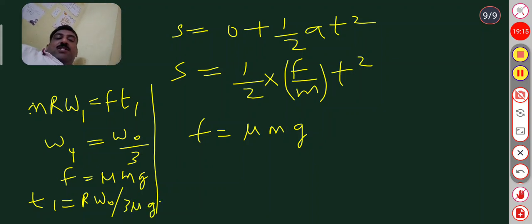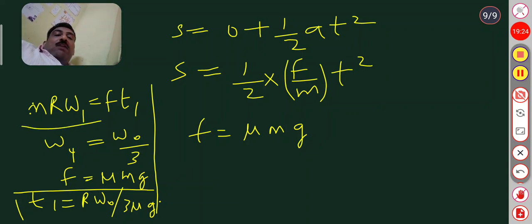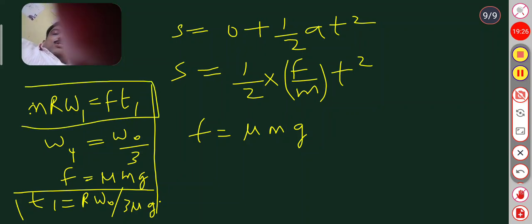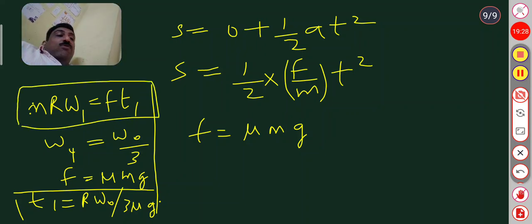Okay, so this is the T1 value. The time you are getting is r omega 0 divided by 3 mu g, which we get from calculating the force. On calculating the force and then integrating it, you get the relation m r omega 1 is equal to F t1. So using that we can get the time. This time you can calculate into t1 square.